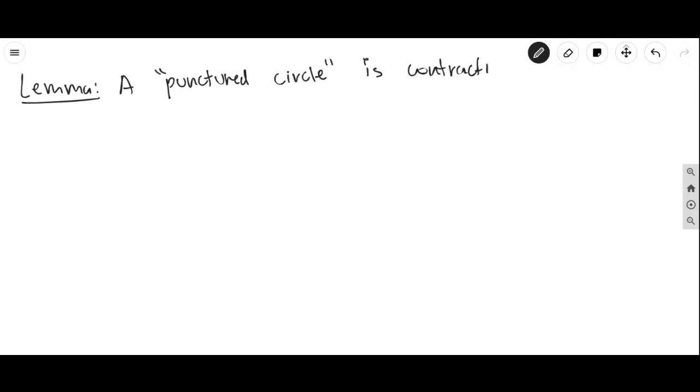And now I want to therefore show you how the proof is going to go. So this is, I guess you can say, like a lemma that we're going to use. It's fairly simple. That in a punctured circle, every path is contractible. So all paths are homotopic to each other.